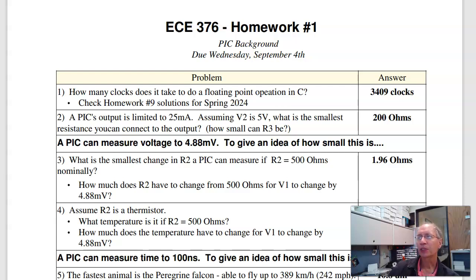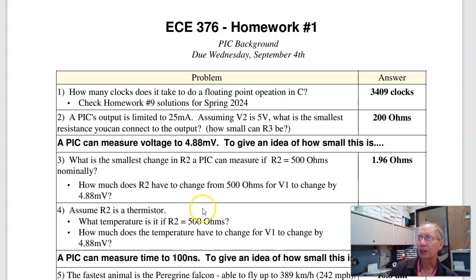On this homework, we're just looking at some background on the PIC. Basically, what does 4.88 millivolts mean? That's the smallest voltage the analog input, the A to D converter, can read. What does 100 nanoseconds mean? That's the smallest amount of time the PIC can read.